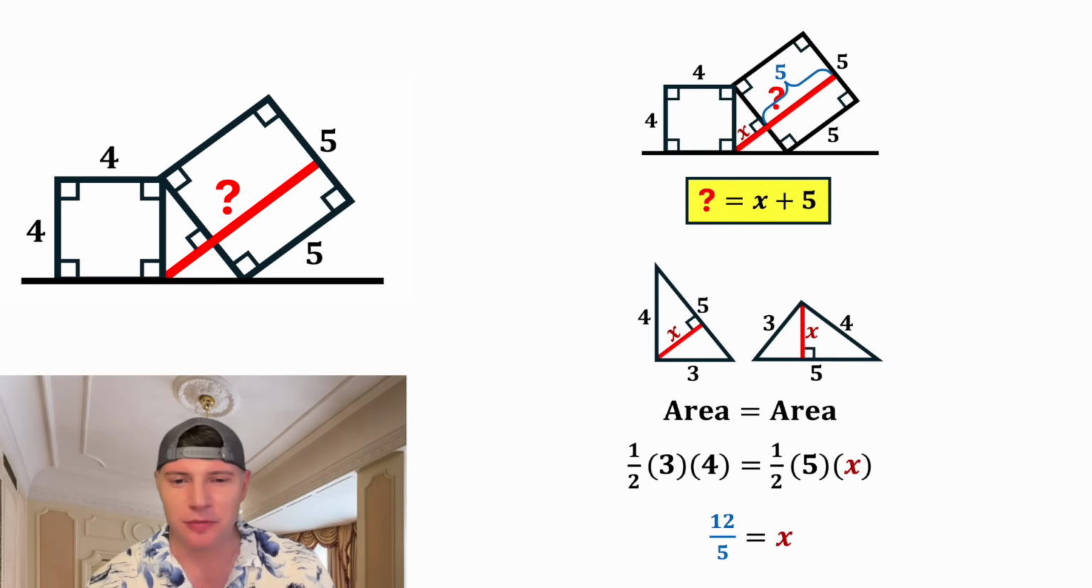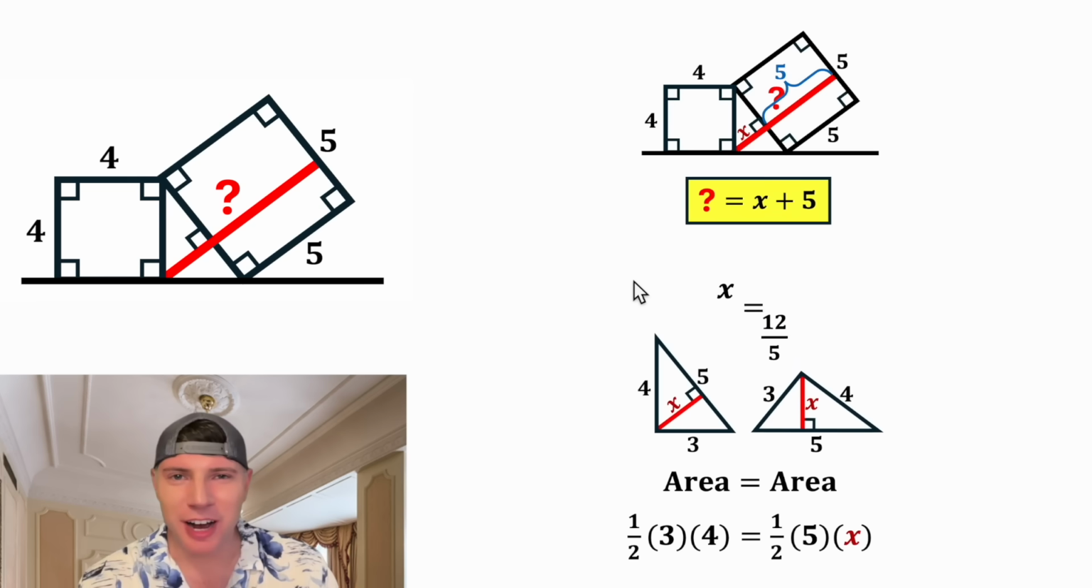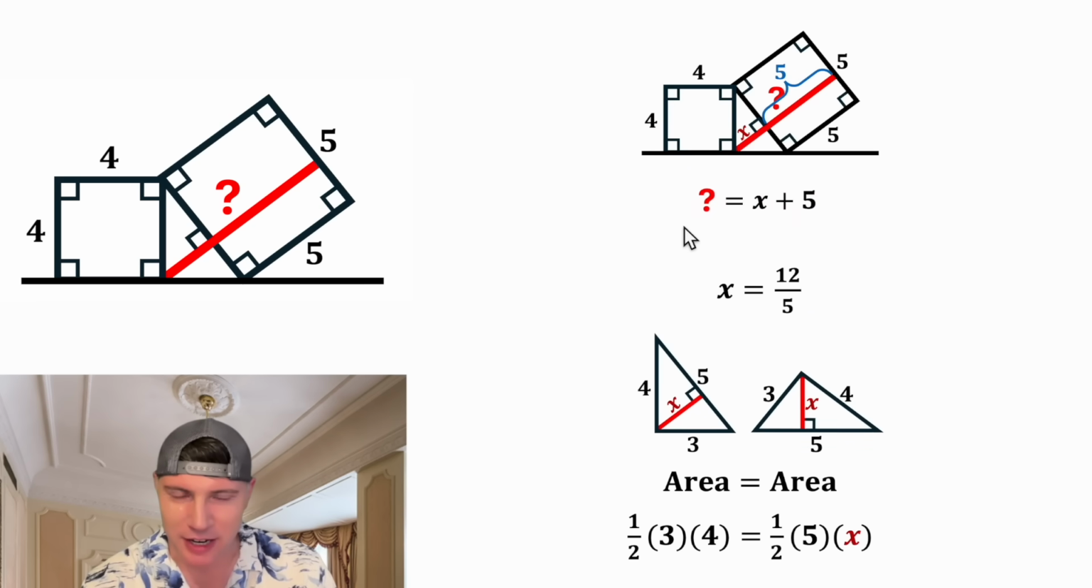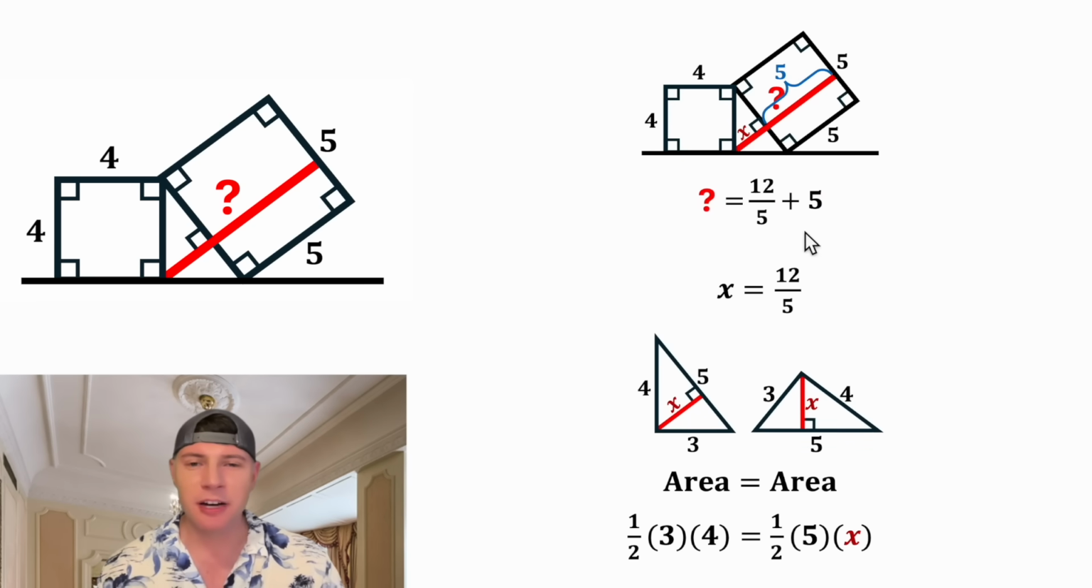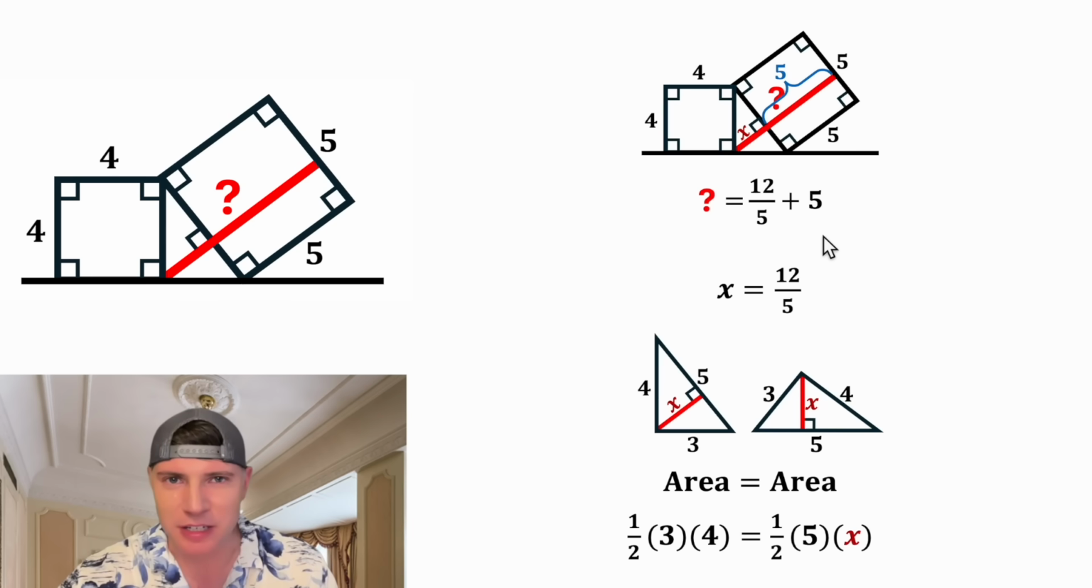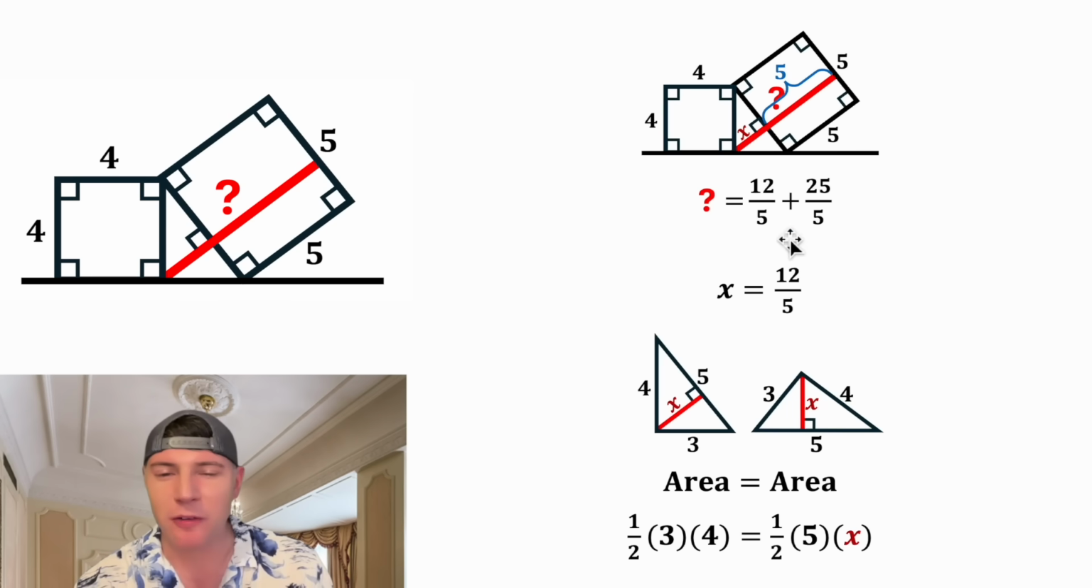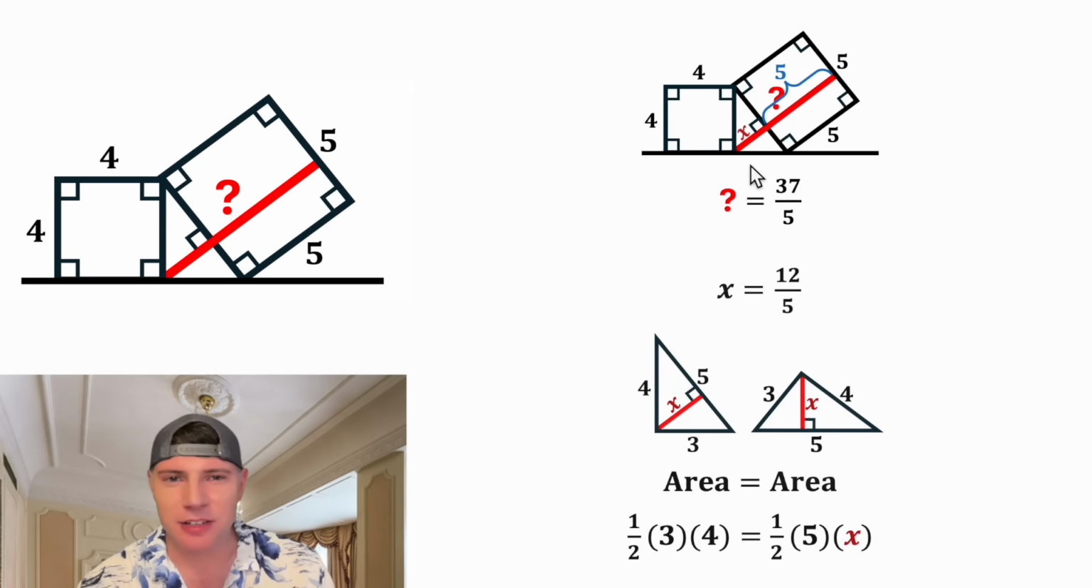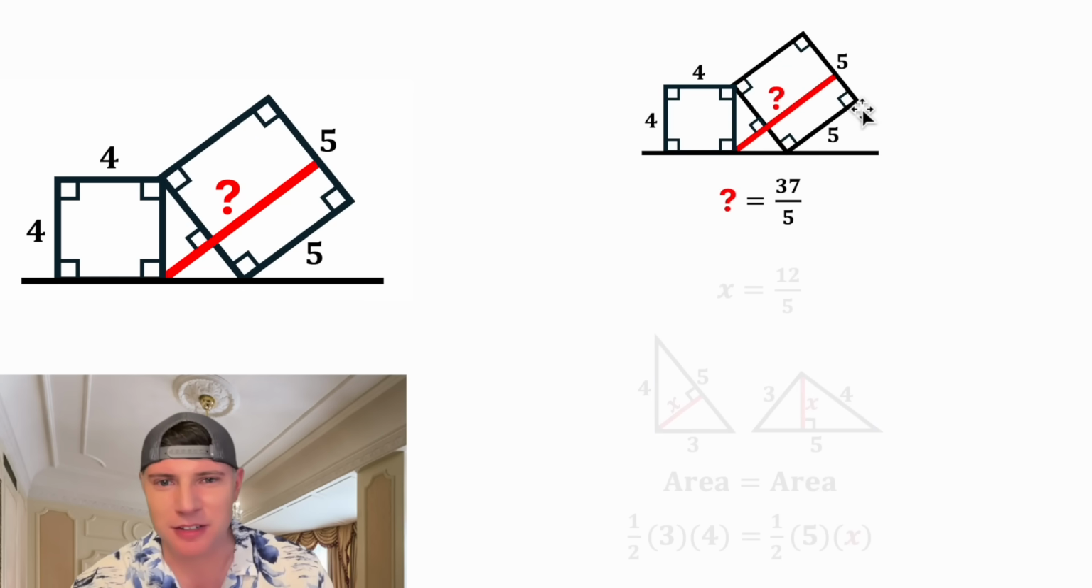It's equal to 12/5. And now we can plug it into our highlighted equation. Let's break it out of the box, and in the place of this x, let's plug in 12/5. Now, in order to add these, we've got to give them a common denominator. Let's change the 5 into 25/5. And 12/5 plus 25/5 is 37/5. And now we have the length of our red segment. The question mark is equal to 37/5.